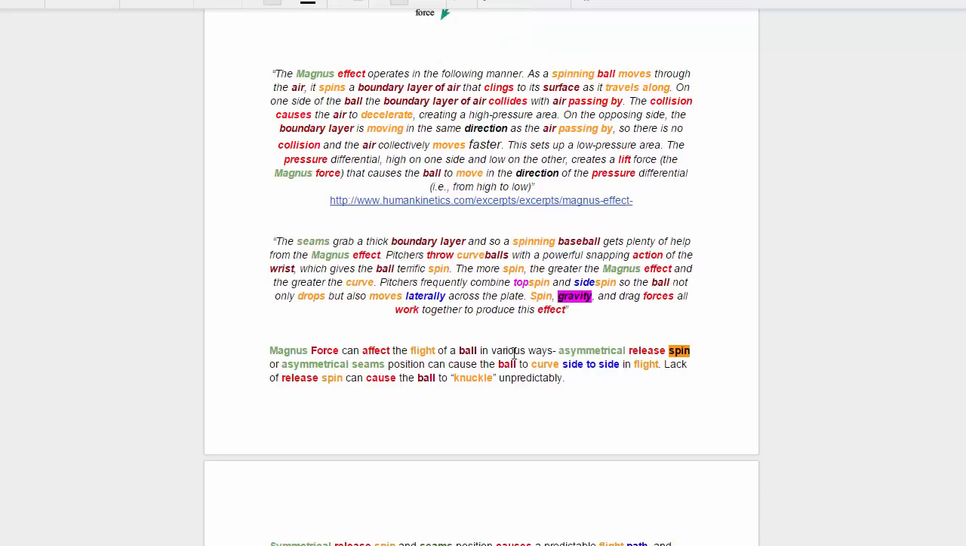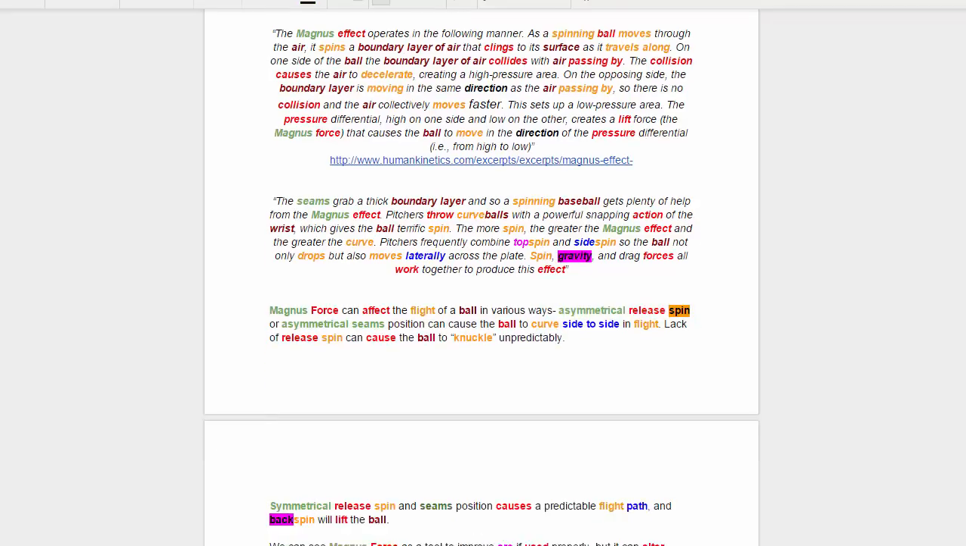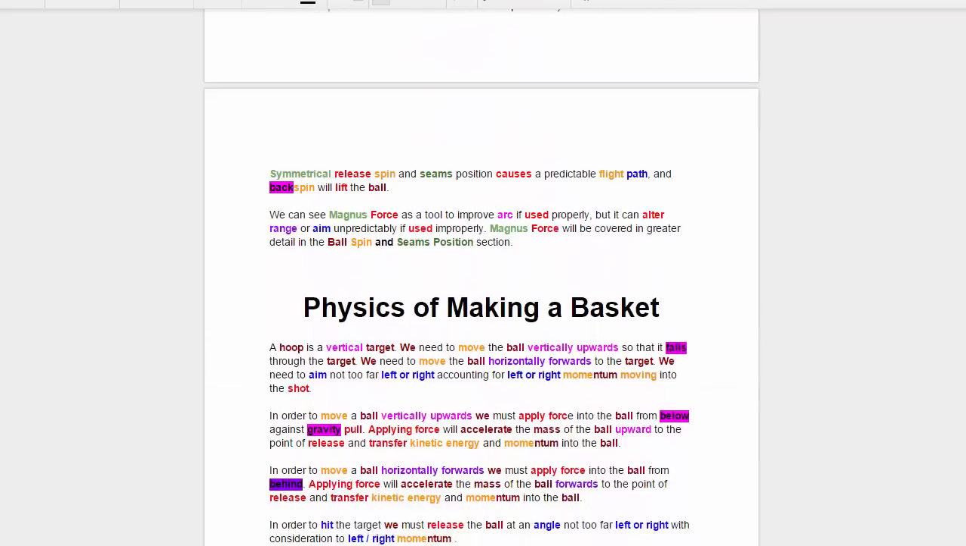Magnus Force affects the ball flight in various ways. If we have asymmetrical release spin, or asymmetrical seam position, like side spin or the ball is not lined up, we can cause the ball to curve side to side in flight, and that can be a few inches, which can affect percentage quite a bit. Lack of release spin can cause the ball to knuckle unpredictably, so ideally we get the ball in the right position with backspin, and it's great.